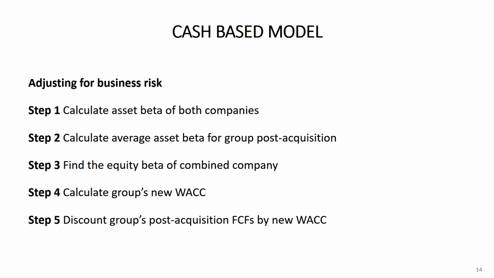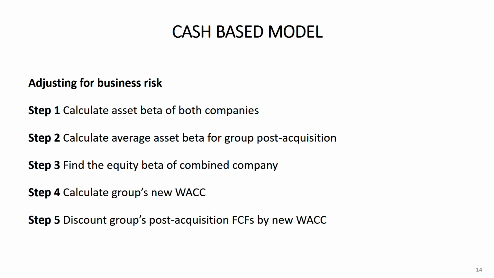Finally, not finally, one before the last. Step 5 is discount the group's post acquisition free cash flows by the new WACC. See, free cash flow. Now just see the terms. Always see when it changes from free cash flow to free cash flow to equity. Free cash flows you will discount using WACC. Free cash flow to equity you will discount using cost of equity. So this is free cash flow by the new WACC, right?